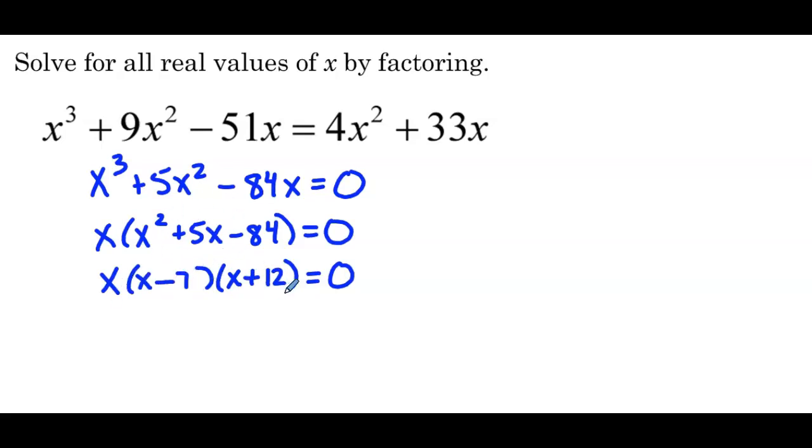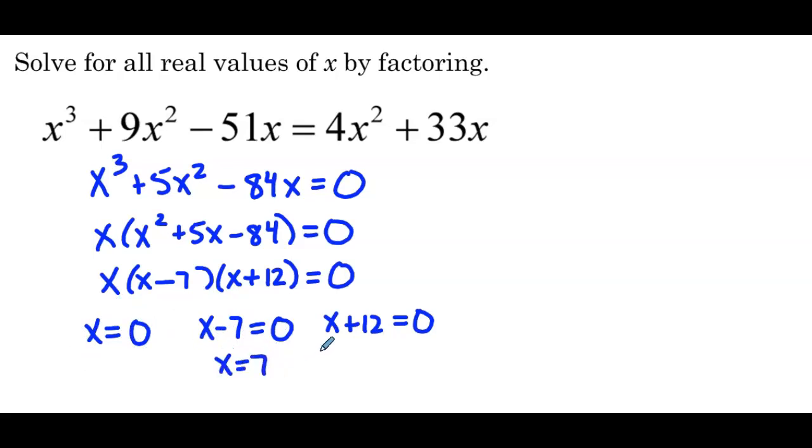So now we have the product of three factors equal to 0. So we set each factor equal to 0. So x equals 0. x minus 7 equals 0. x plus 12 equals 0. Well, x equals 0, that is a solution. So we leave that. Here we can add 7, so x equals 7. Here we can subtract 12 from both sides, so x equals negative 12. So here we have three values of x in our solution set. So our solution set is negative 12, or 0, or positive 7.